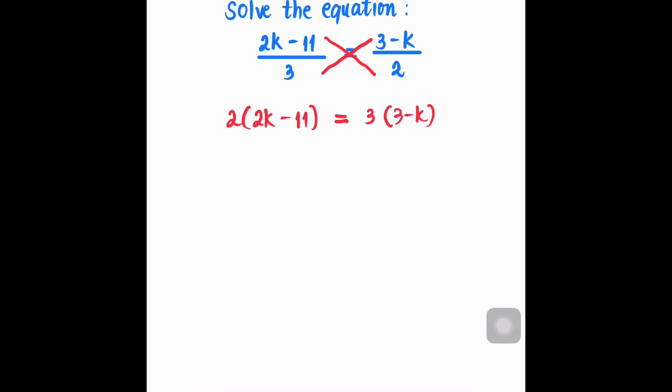So from here, we can see that we need to apply the distributive property. So 2 times 2k is 4k. 2 times negative 11 is negative 22. Equals 3 times 3 is 9. 3 minus k, 3 times negative k is negative 3k.